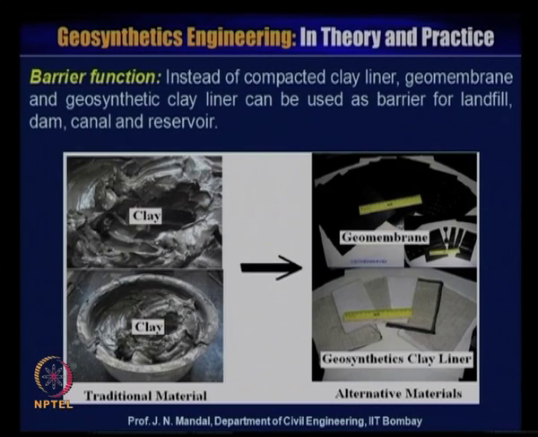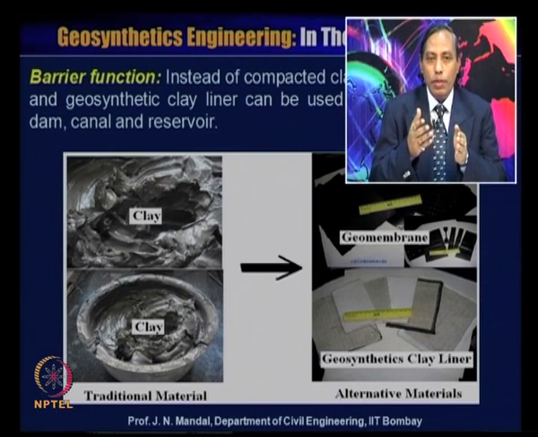Barrier function. You can see that a huge quantity of clay is used. Instead of compacted clay liner, you can use geomembrane, and geosynthetic clay liner can be used as a barrier. For example, we use them in landfill, dam, canal, reservoir. As I mentioned, if you construct a landfill, with traditional material we use a huge quantity of clay and compact it. It varies from 400 millimeter to 1500 millimeter.